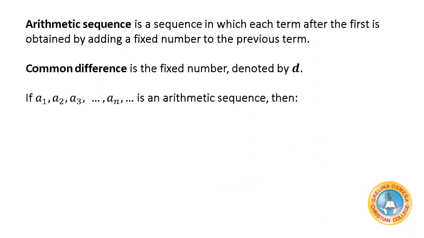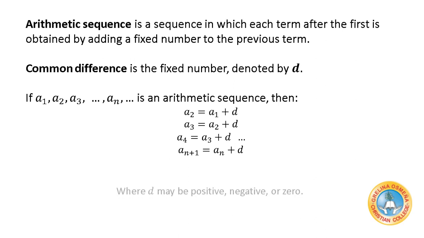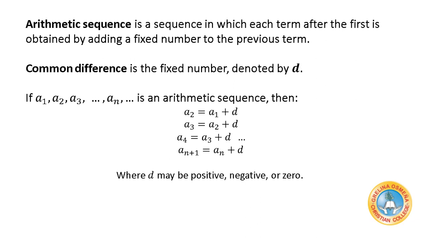So if we have this arithmetic sequence, a sub 1, a sub 2, a sub 3, up to a sub n, then we can say that a sub 2 is equal to a sub 1 plus d, a sub 3 is equal to a sub 2 plus d, a sub 4 is equal to a sub 3 plus d, and a sub n plus 1 is equal to a sub n plus d. So where d may be positive, negative, or 0. So si d, pwede siya mahimong positive number and negative number, and pwede po siya 0.